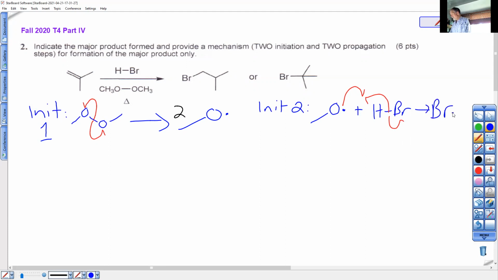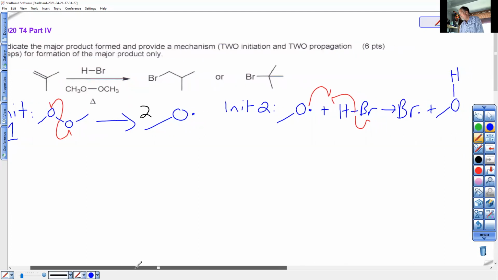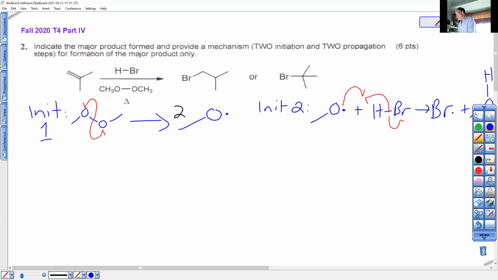This Br radical, unlike the Br radical generated in the other mechanism in this chapter, the more important mechanism, this one reacts with pi bonds and not with sigma bonds. So we made methanol here. That's just a side product. Br dot is going to do prop 1, and prop 1 is going to cause prop 2.